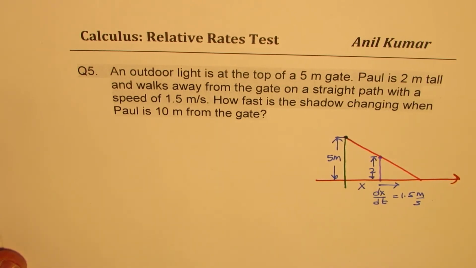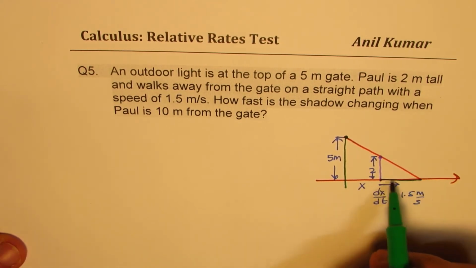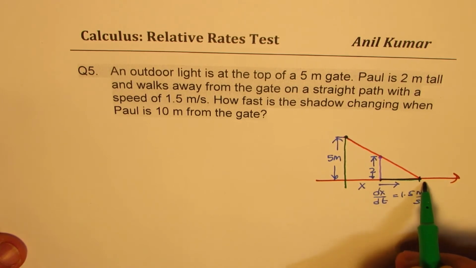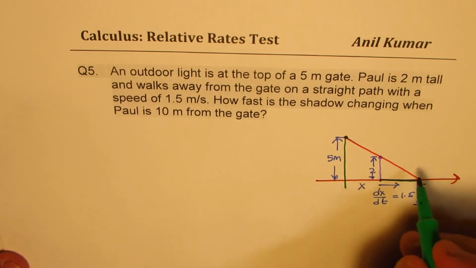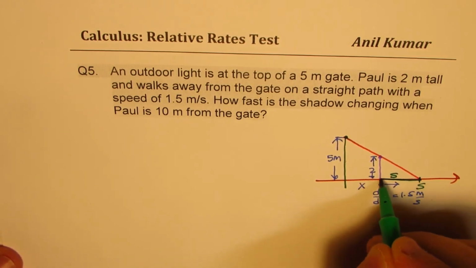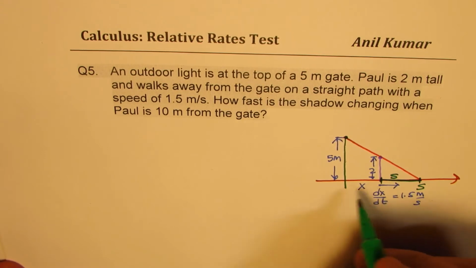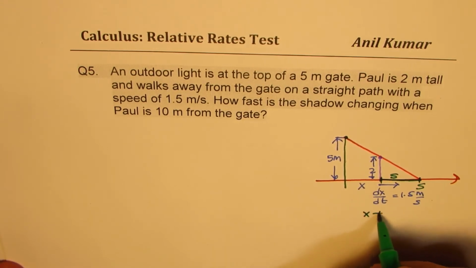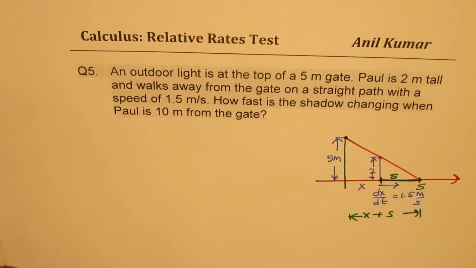Now shadow. You should understand this part. The shadow is this length. So this is the shadow. Let's say this point is x, so that is the value. Let's call the shadow length s itself. So from here to here it is s. Perfect, so that is the situation. That means the total length from this place to this place is x plus s.